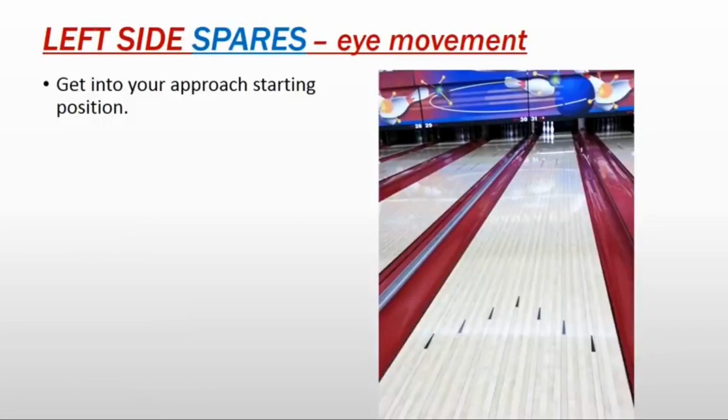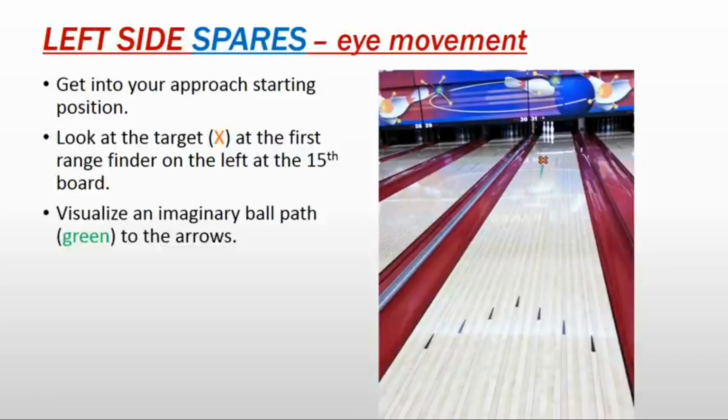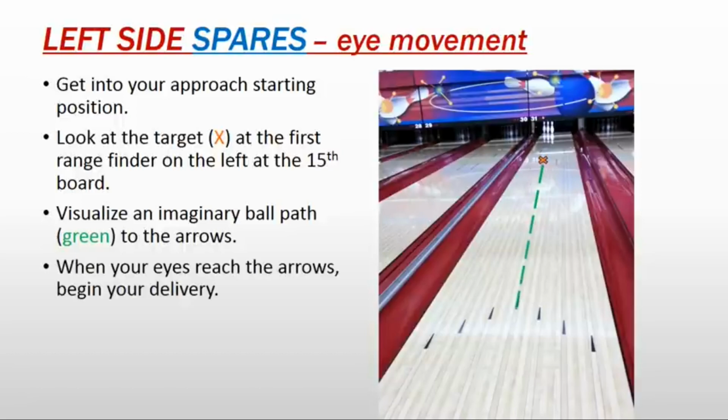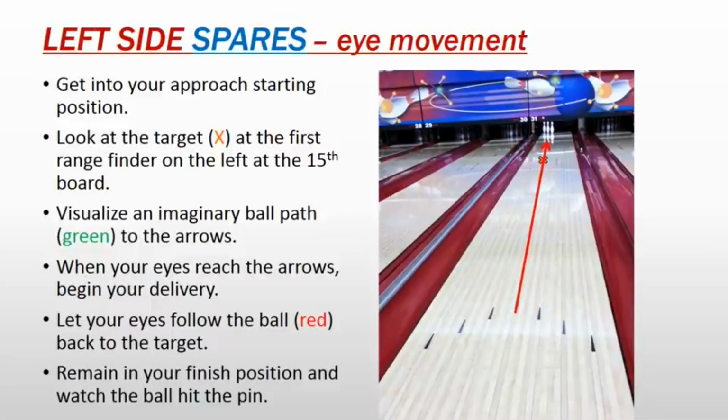Get into your approach starting position. Look at the second target at the first rangefinder on the 15th board and visualize an imaginary ball path to the arrows. When your eyes reach the arrows, begin your delivery. Let your eyes follow the ball back to the target. Remain in your finished position and watch the ball hit the pin.